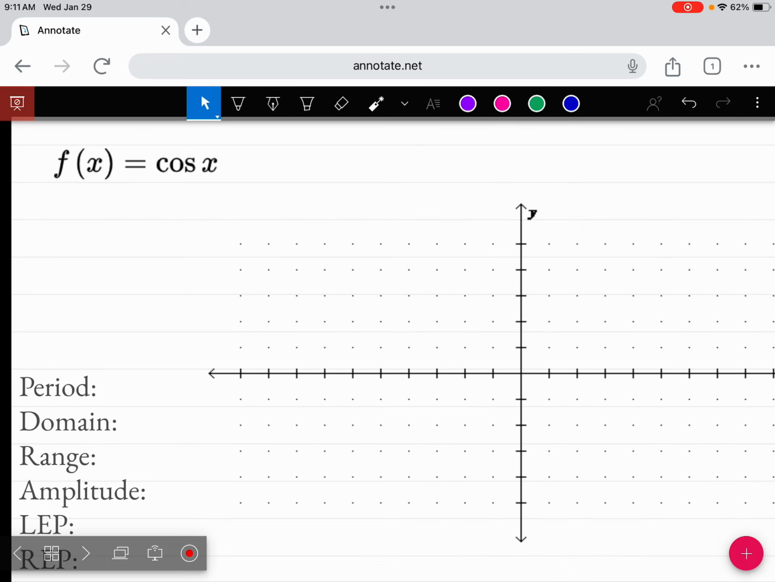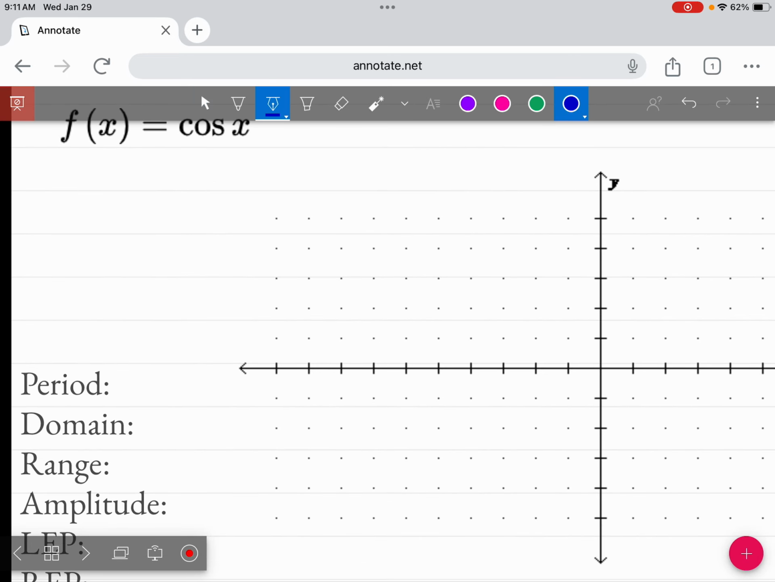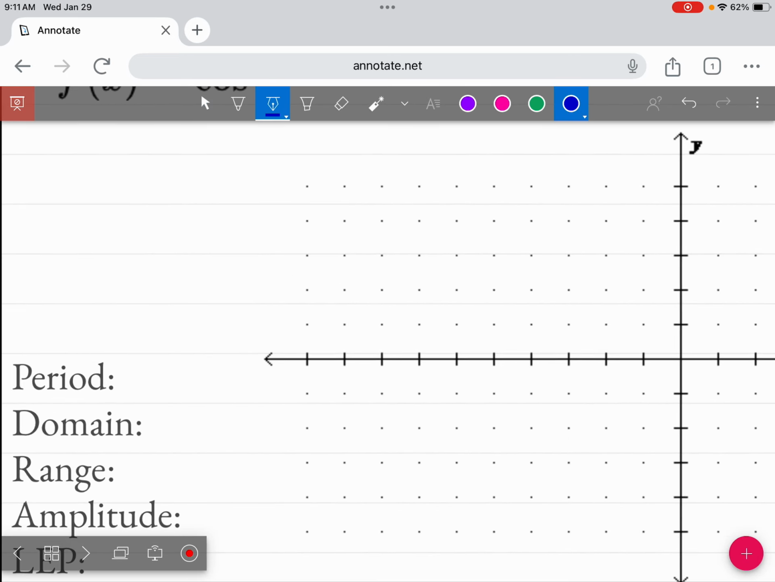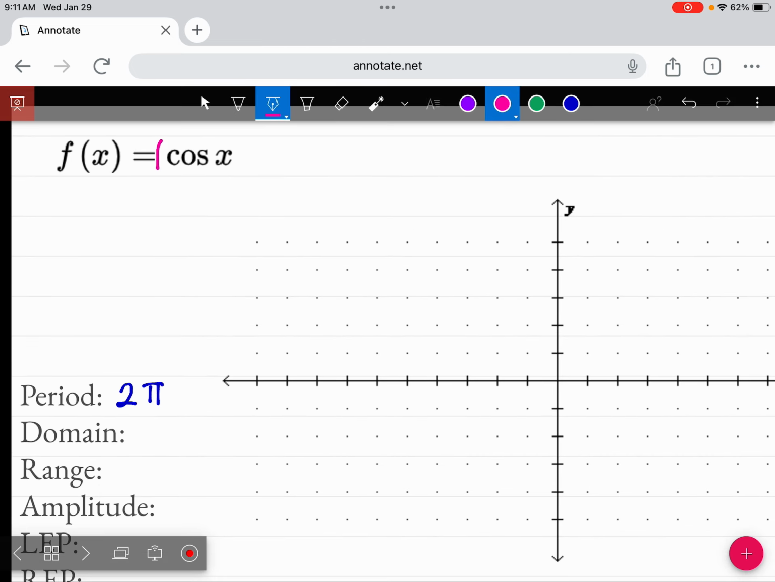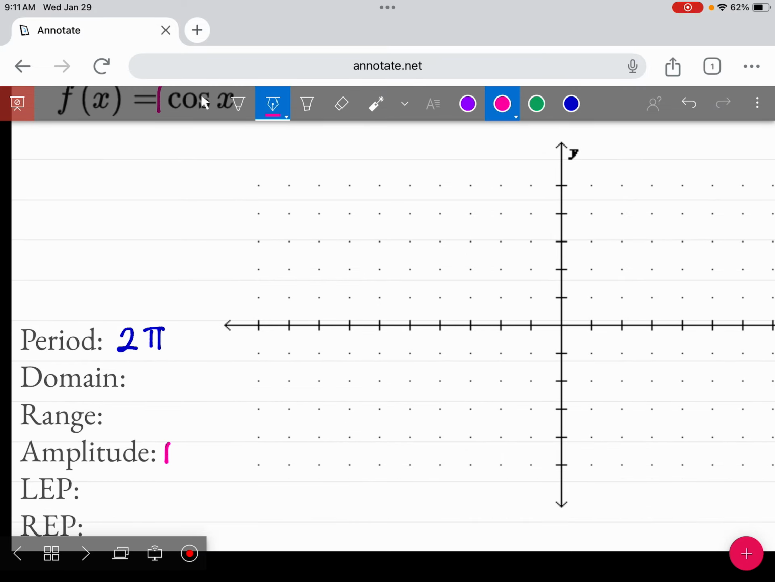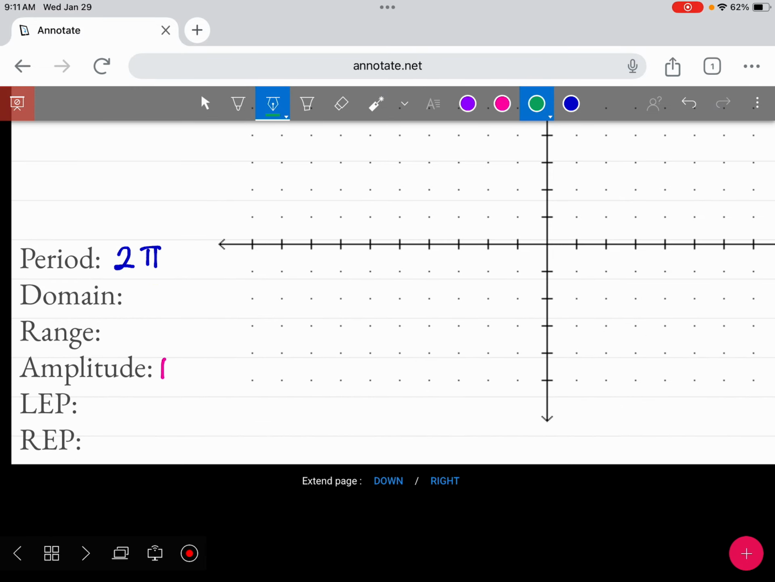Parent function of cosine. It's going to have that same kind of initial period as sine did, because to go all the way around that circle, we go around 2 pi. The parent function, since it doesn't have anything in front, has an amplitude of 1. We're going to start at 0, and we're going to end at 2 pi. That's how long it takes to go around the circle. So those pieces are the exact same as our parent function from sine. We're still starting at 0 and going all the way around to 2 pi.